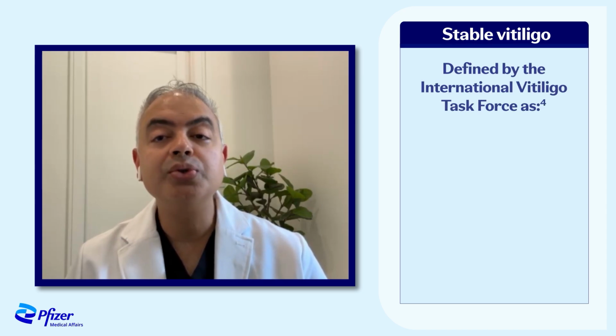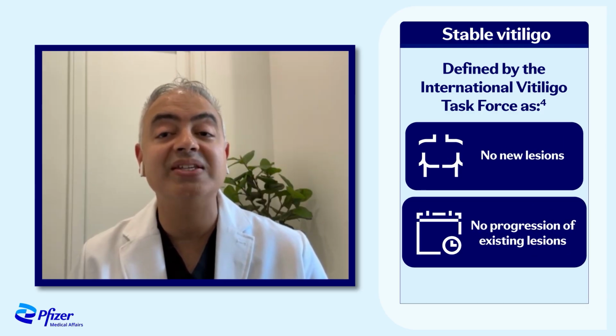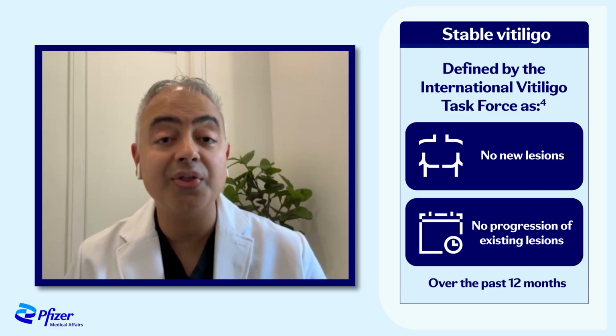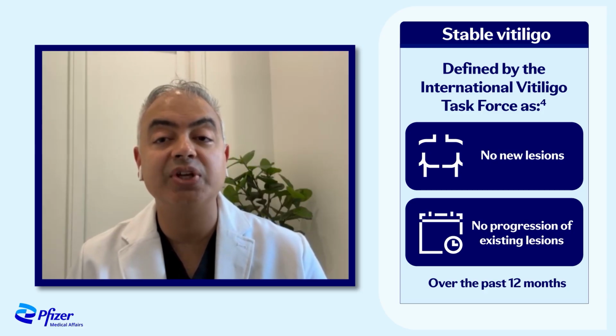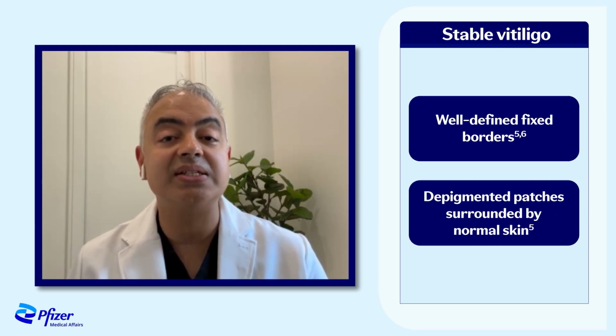According to the International Vitiligo Task Force, most experts agree that stable vitiligo can be defined as having no new lesions and no progression of existing lesions over the past 12 months. In other words, the number and size of lesions in stable vitiligo patients remains constant over a period of 1 year.